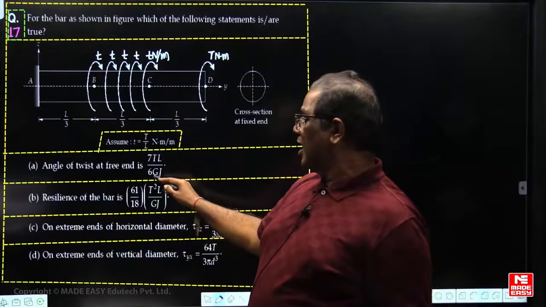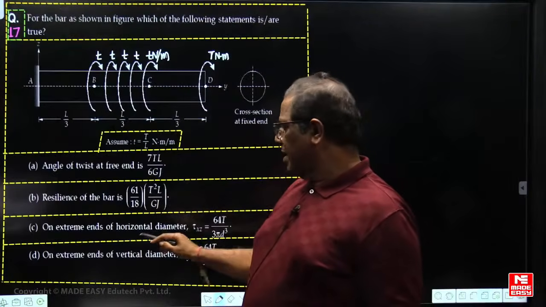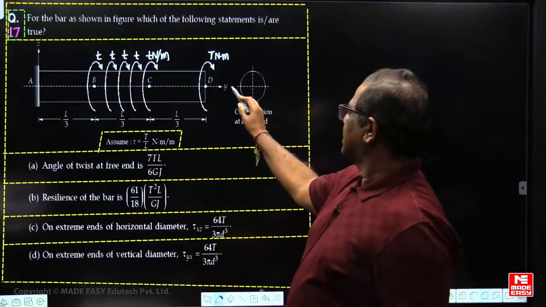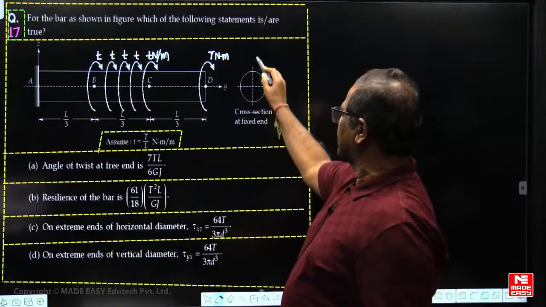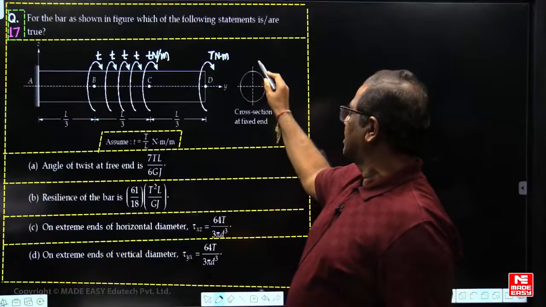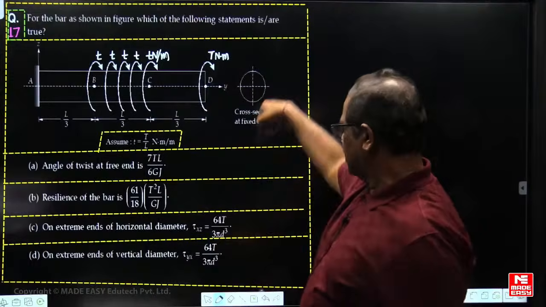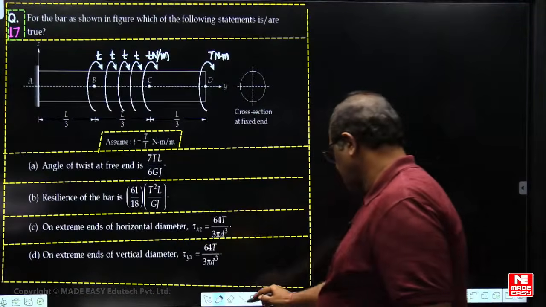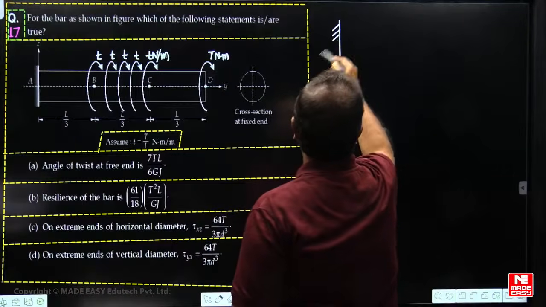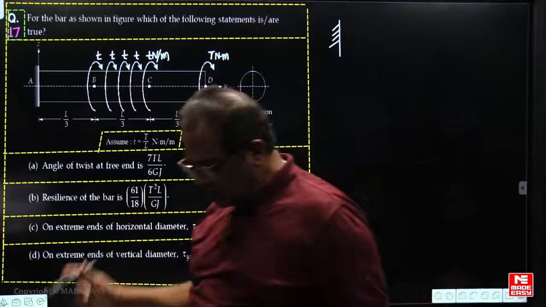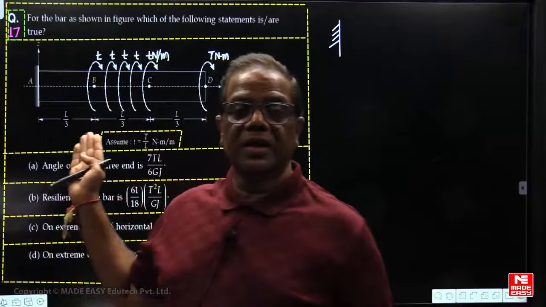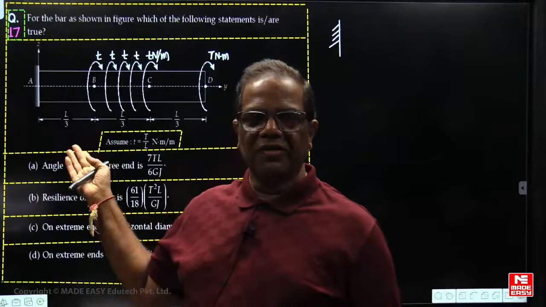Now you have to find out the angle of twist at the free end, and the resilience of the bar on extreme ends of the horizontal diameter fiber. This is the horizontal diameter fiber. On this one it is asking tau xz, and on this one tau yz. So complete this question. I will go to the next question and give the answer for this. Those who are not getting the answers, you can contact me. You already have my WhatsApp number.